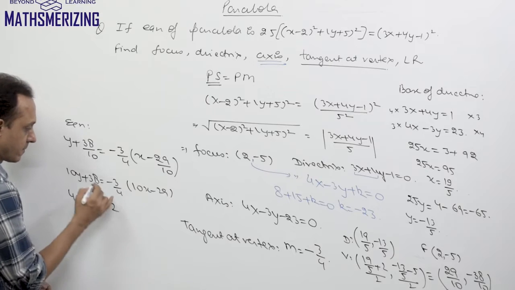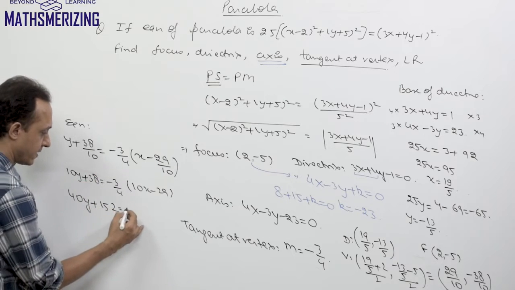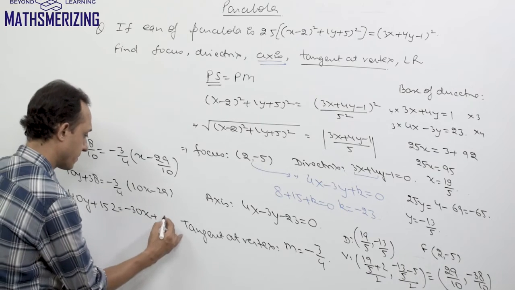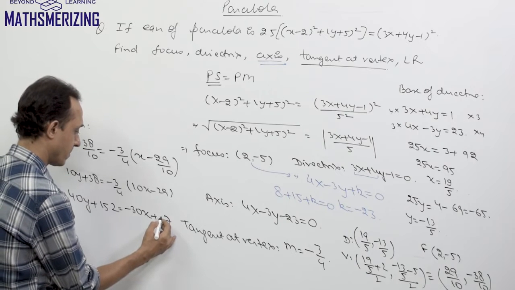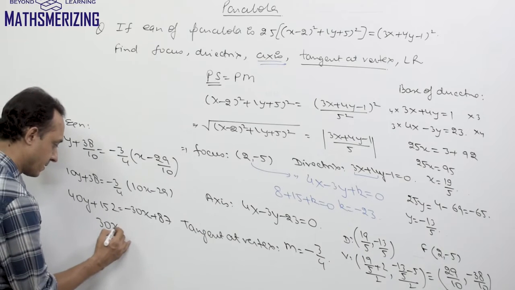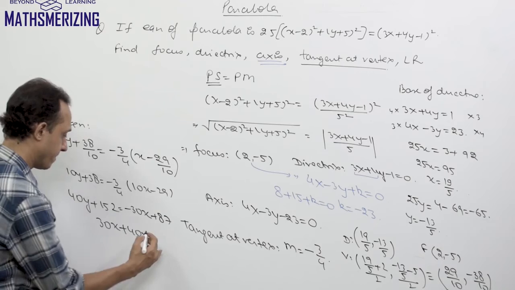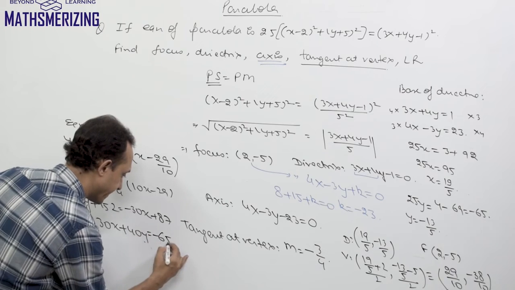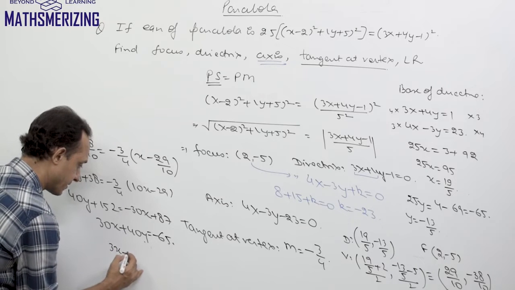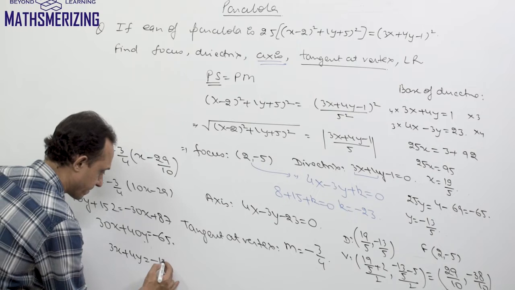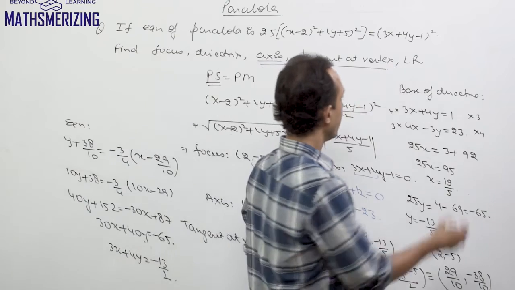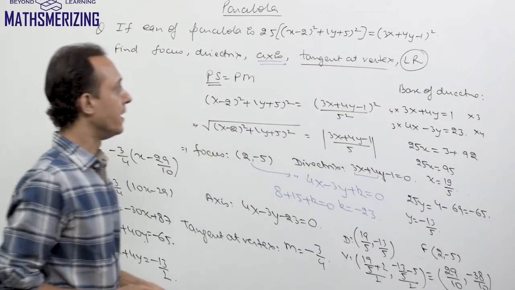So it will be 40y plus 152, and this is minus 30x plus 87. So we'll get it as 30x plus 40y equals minus 65. So we can write it as 3x plus 4y equals minus 13 by 2. So that is the equation of the tangent at vertex. Now we need to find the length of latus rectum.